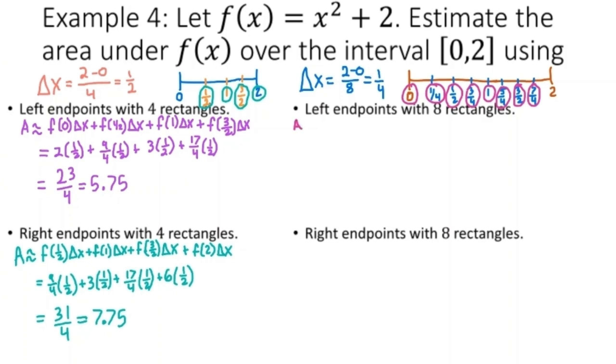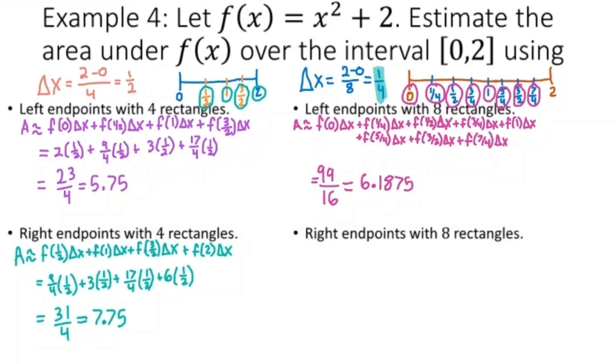So our area would be approximately equal to f of 0 times delta x, plus f of 1/4 times delta x, plus f of 1/2 times delta x, f of 3/4 times delta x, plus f of 1 times delta x, plus f of 5/4 times delta x, plus f of 3/2 times delta x, f of 7/4 times delta x. Recalling that our delta x is 1/4, we plug each value into the function, multiply that value by 1/4 and add them all together, and we get that the area is approximately equal to 99/16, or 6.1875.